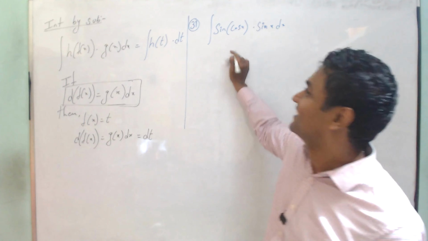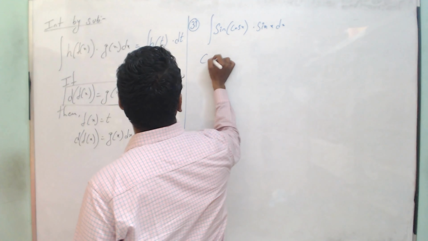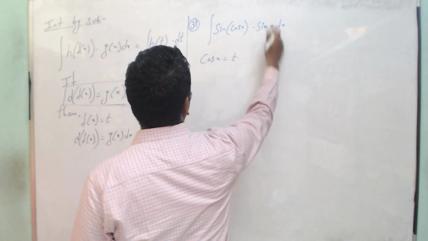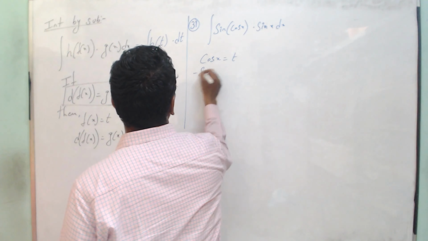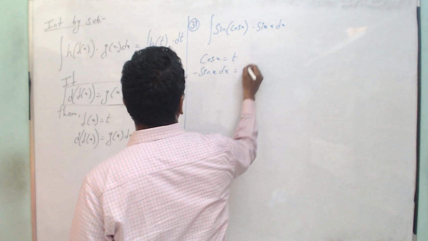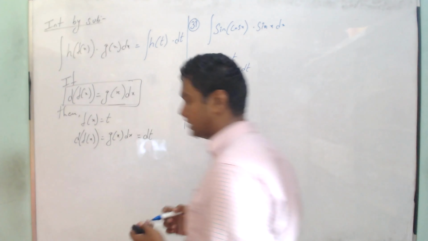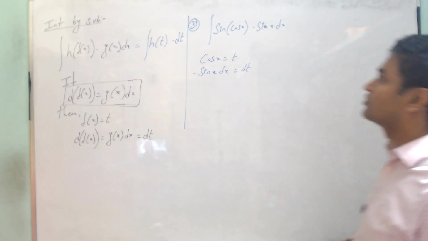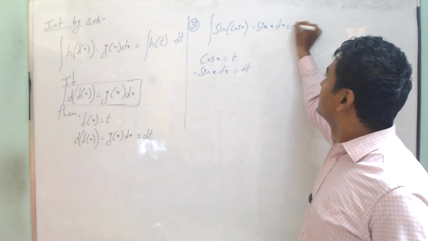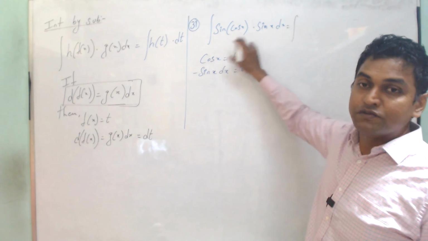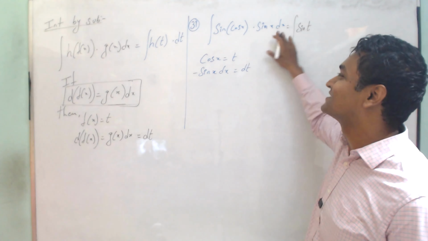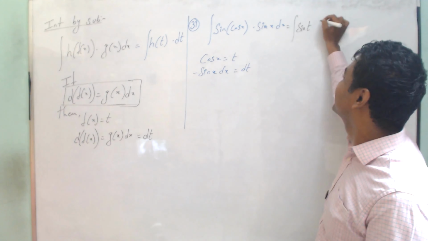So what substitution do I take? I take cos x equal to t, because I know the differential fellow is outside. I will differentiate this. The differential of cos x is minus sine x dx, and the right hand side will be dt. So my question transforms itself into integral of sine t into sine x dx, which is minus dt.